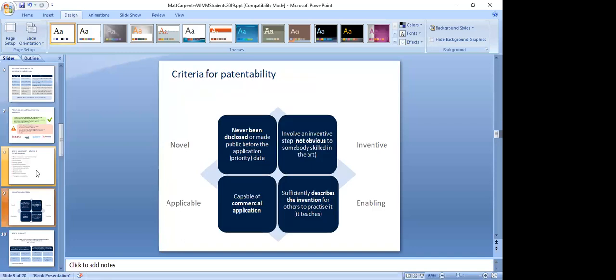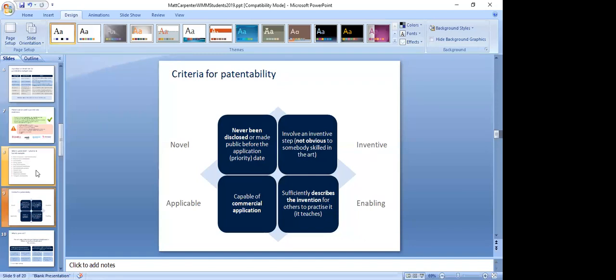These are the 4 criteria we need for patentability: novel, inventive, applicable, enabling. Novel means what? Never been disclosed or made public before the application priority date. Then inventive means what? It involves an inventive step, not obvious to somebody skilled in the art.